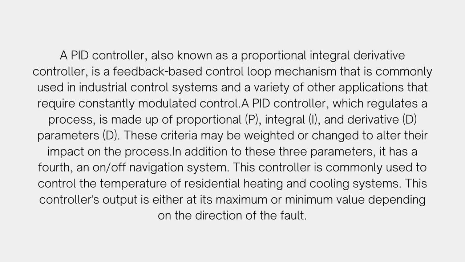A PID controller, also known as a proportional integral derivative controller, is a feedback-based control mechanism that is commonly used in industrial control systems and a variety of other applications that require constantly modulated control. A PID controller, which regulates a process, is made up of proportional P, integral I, and derivative D parameters. These parameters may be tweaked or changed to alter their impact on the process.